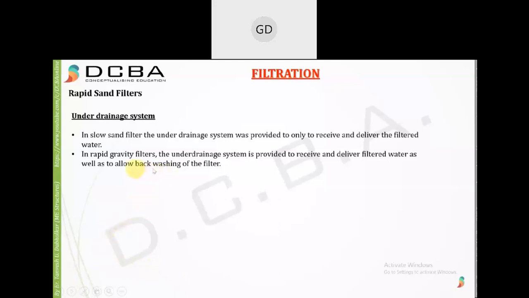So from the under drainage system, this backwashing of the filter is done. Again, what that backwashing is, we'll see a little bit later.